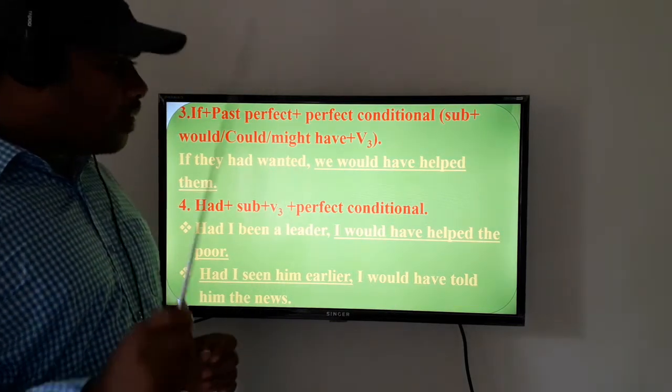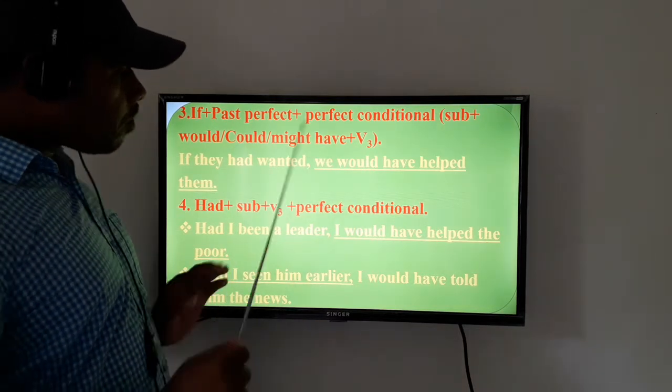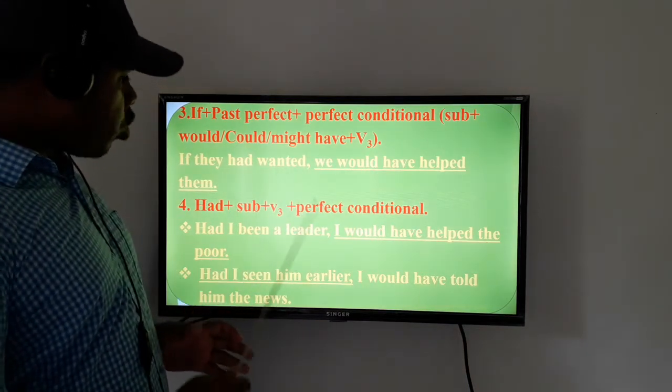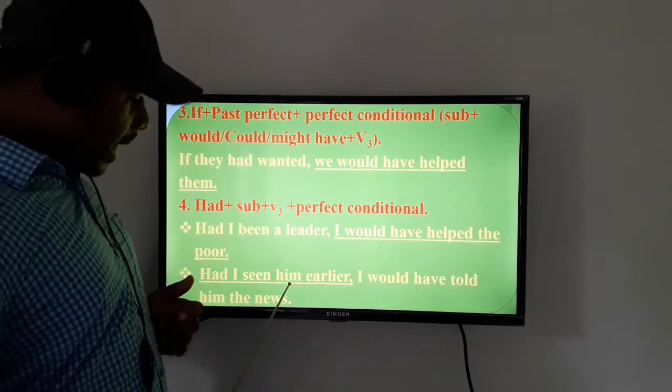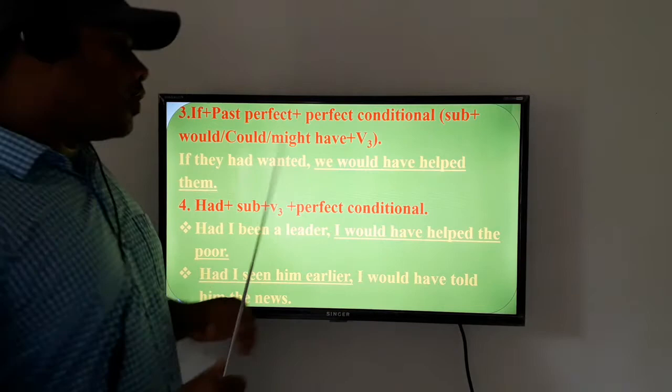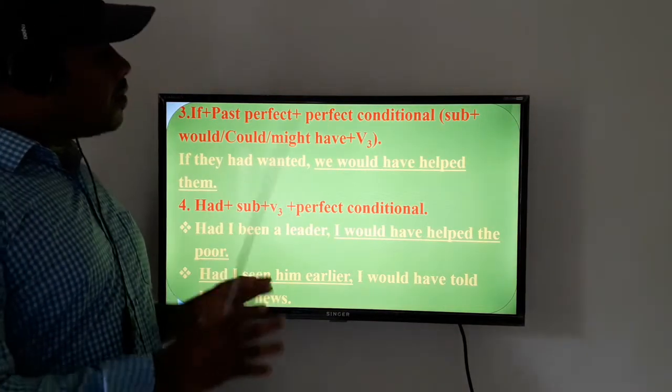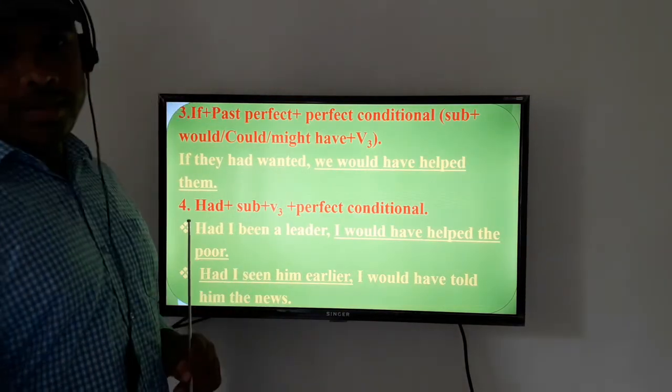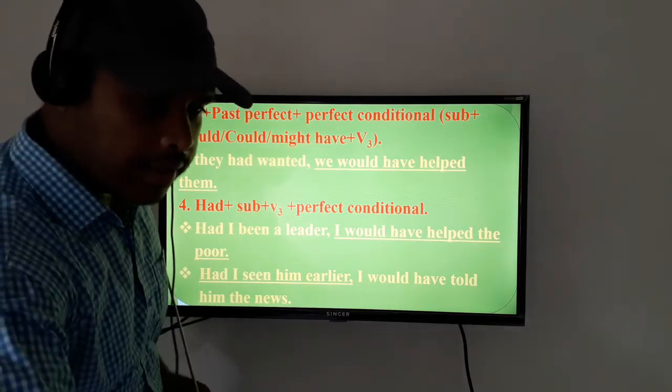Dear students, one thing you have to keep in mind is that sometimes you have to complete the first part like this, or sometimes you have to complete the latter part. So you have to do it based on the structure. All right? Okay.